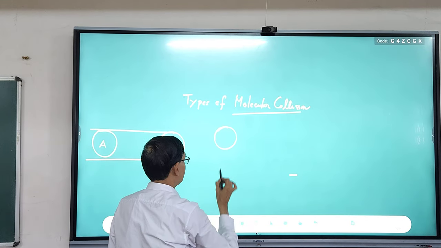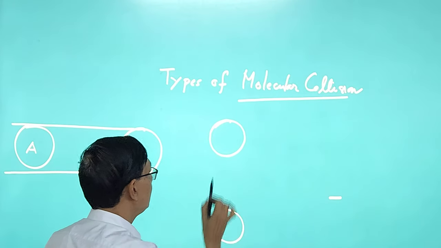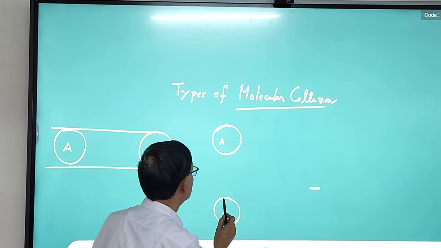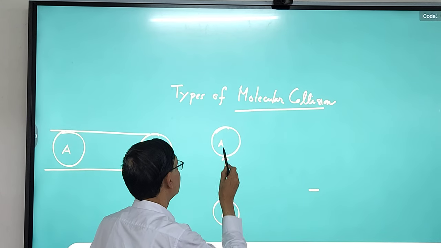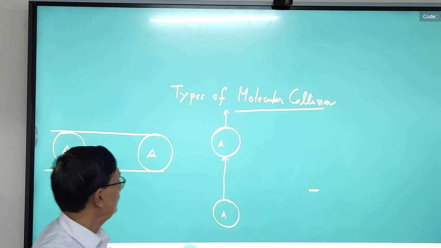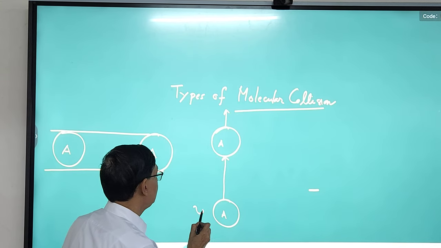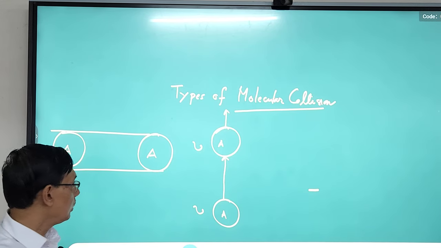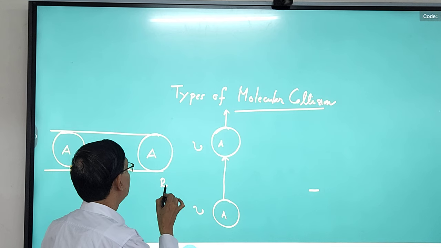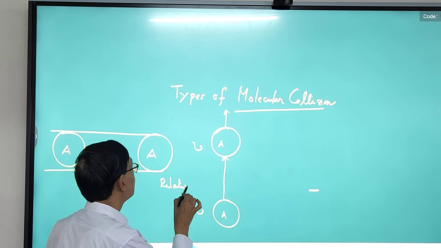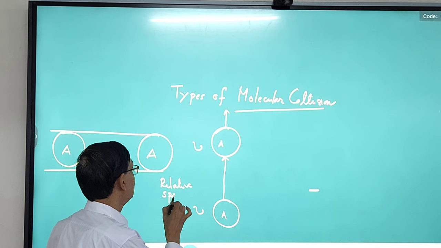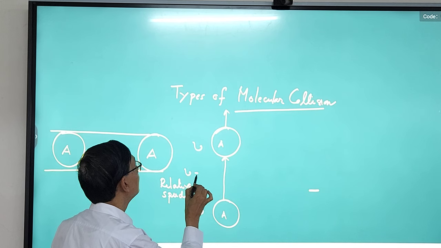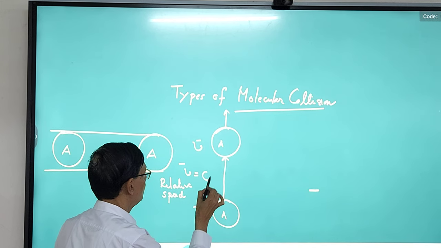there is a, both the A are approaching in this direction, and suppose the relative speed is nu. Relative speed is nu. So the total relative speed is zero here. Sometimes you can bar like that, it is zero.